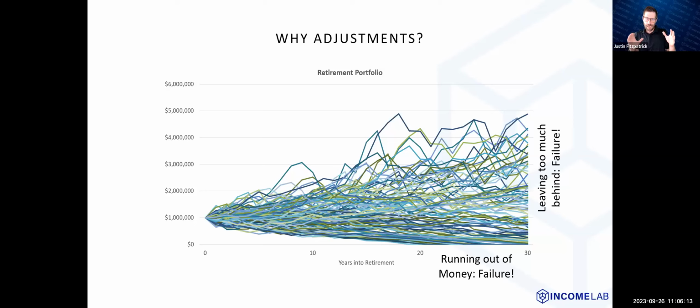So the main reason you might be interested in adjustments in retirement is that this picture, if it really is a representation of the possible outcomes of retirement portfolios, just shows that this would be a terrible way to run retirement. The outcomes are just way too broad. We can do better. We can provide a much narrower range of outcomes simply by adjusting along the way.